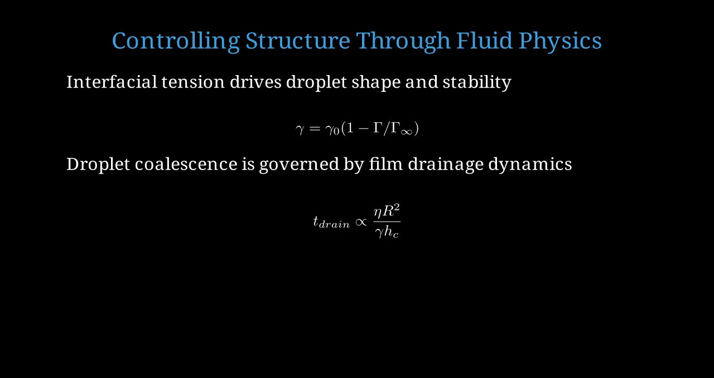Drainage time, t drain, is proportional to viscosity, eta, times droplet radius R squared, divided by interfacial tension gamma and critical film thickness h sub crit. High viscosity and low interfacial tension slow coalescence.